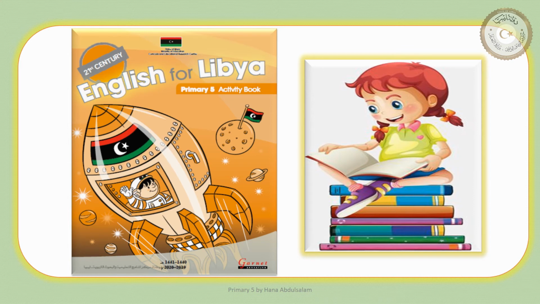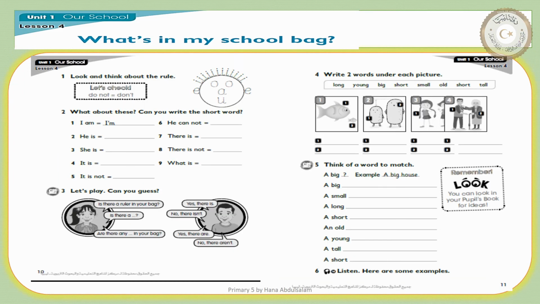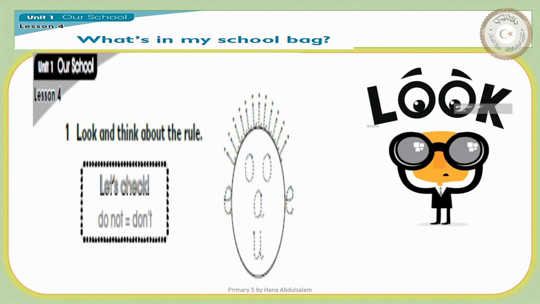Okay, so now open your activity book on page 10. What do we have here on page 10? Today we are going to study page 10 and page 11 from our activity book. So we will start with page 10 and number 1. Look and think about the rules.